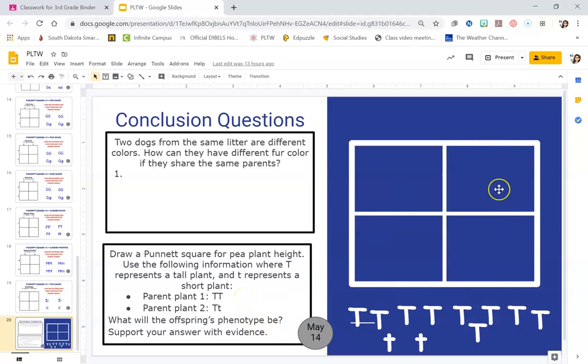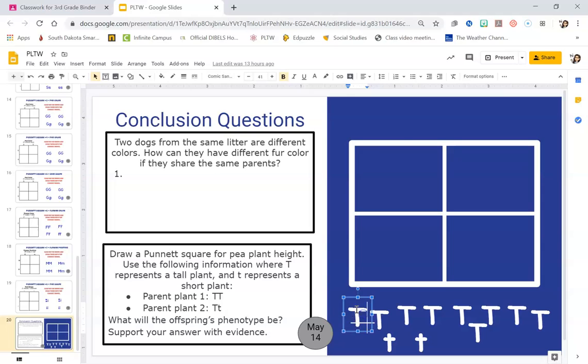So here's the Punnett square. Use the following information where T represents a tall plant and little t represents a short plant. Parent 1 is a big T and a big T. Parent plant 2 is a big T and a little t. What will the offspring's phenotype be? Support your answer with evidence, right? And your evidence is going to be your Punnett square over here.